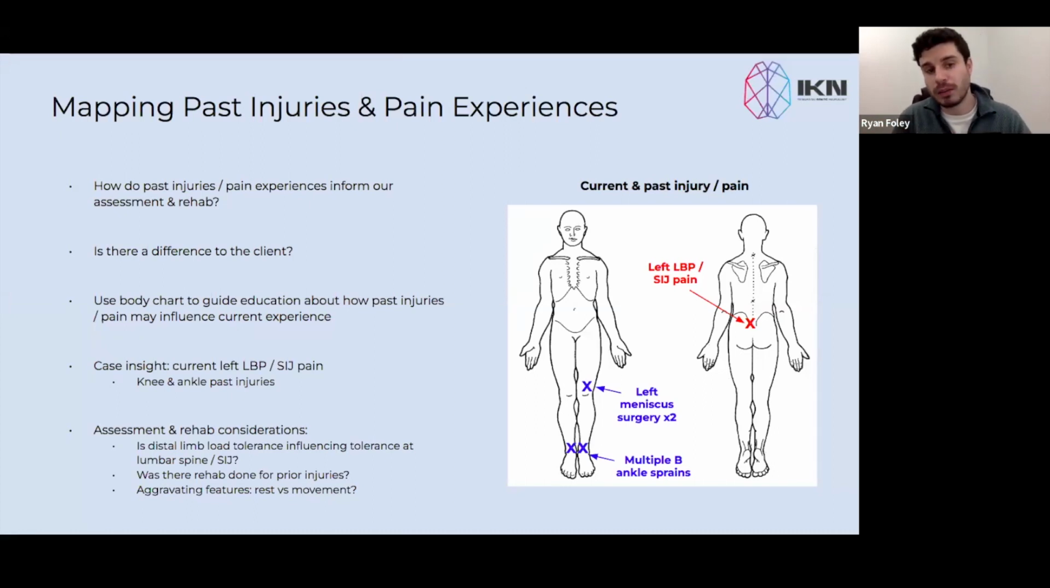One thing to get into here first is, again, how do these past injuries, these past pain experiences inform our assessment and rehab? Okay. Again, it's important, like I said, to use these pieces of subjective information. Again, they're unique to the individual, particularly in cases when it's been more of a gradual onset of pain and injury.